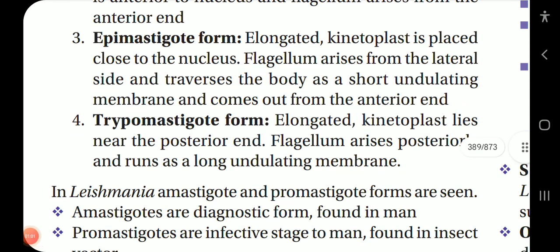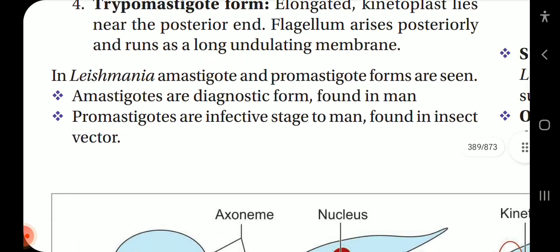Epimastigote form: elongated, kinetoplast is placed close to the nucleus, flagellum arises from the lateral side and traverses the body as a short undulating membrane and comes out from the anterior end. Trypomastigote form: elongated, kinetoplast lies near the posterior end, flagellum arises posteriorly and runs as a long undulating membrane.